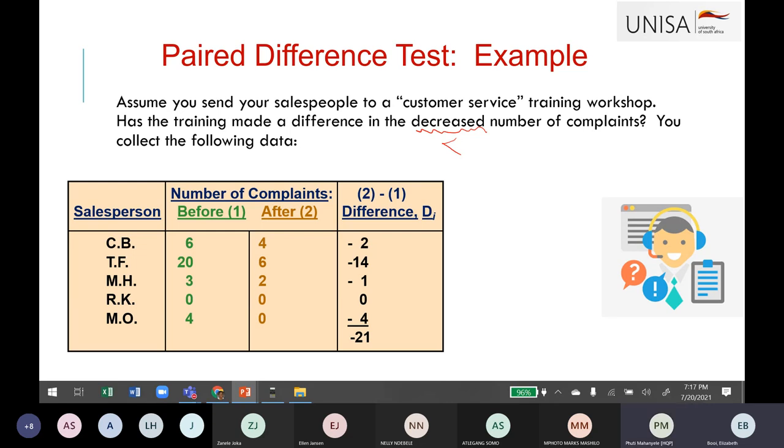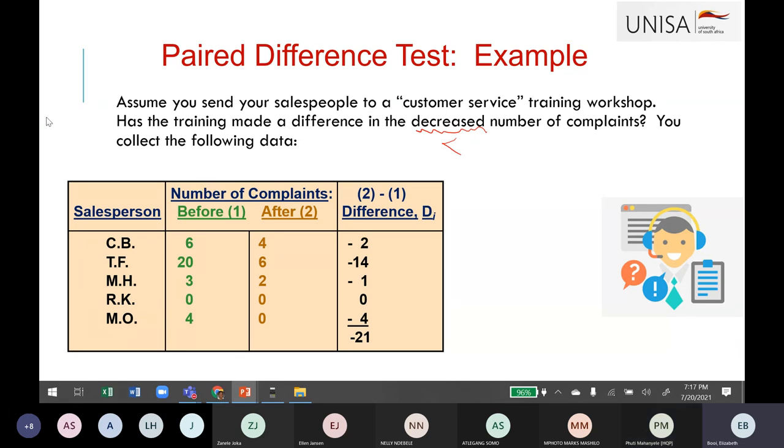Quick one. Yes. How are we supposed to take this, 6 minus 4 or 4 minus 6? You can use 6 minus 4, it doesn't really matter that much. I'm using after minus before, so you can use before minus after.